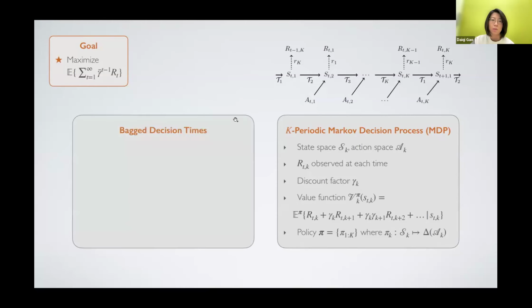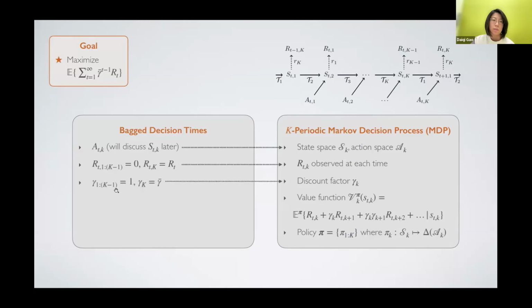Now, to transform the bag decision times problem to a periodic MDP, we notice that the actions have already been defined naturally, and we will discuss how to construct the states later. Then, the first K-1 instantaneous rewards are actually 0 because we do not observe the daily commitment to PA just after choosing the first action. And the last instantaneous reward is the bag-specific reward. Similarly, the first K-1 discount factors are 1, but the last discount factor is the bag-specific discount factor. In this way, we will be able to recover the value function needed for the bag decision times problem.